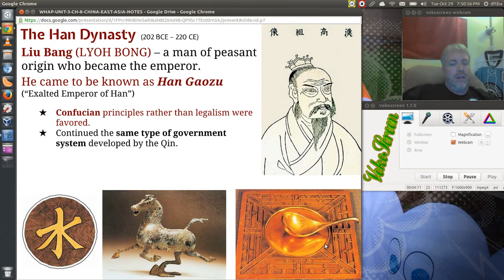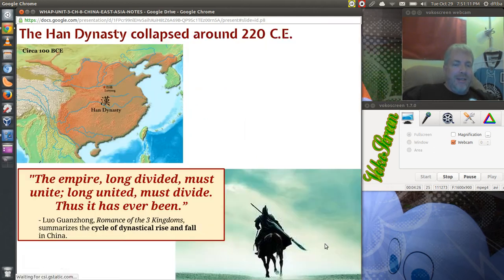It's hard to kill ideas. You can kill people, but it's hard to kill ideas. The Han continued the same type of government system developed by the Qin. And if you remember back to what that was all about, civil service exams again.